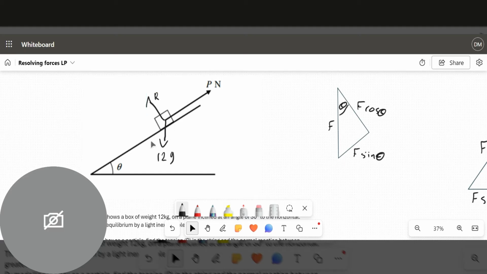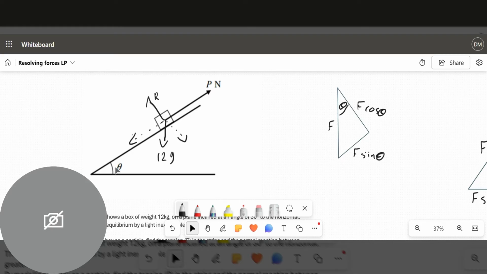So we can think of this force of the box, whilst it is going straight down to the Earth. If you think of a box on a plane, we know some of the weight is going to be acting down the plane, and some of the weight is going to be acting into the plane to keep the box on the surface. Now we need to resolve this weight into these two components.